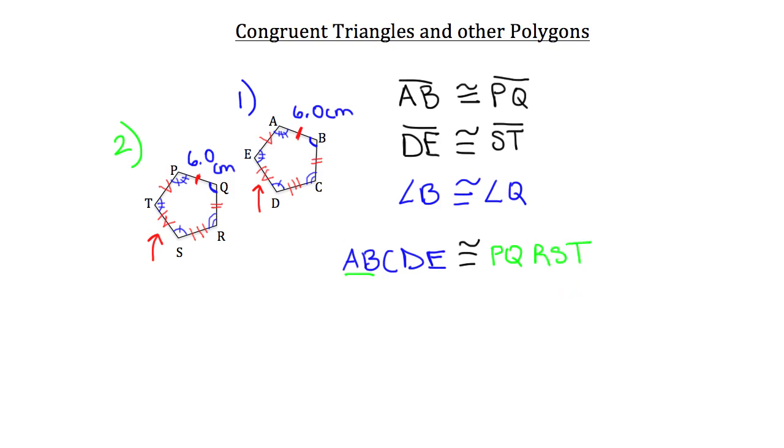Now in geometry, naming congruent polygons like we just did is known as naming the congruency. So if your teacher or a textbook or any sort of worksheet asks you to name the congruency of two different polygons, this is how you would do that.